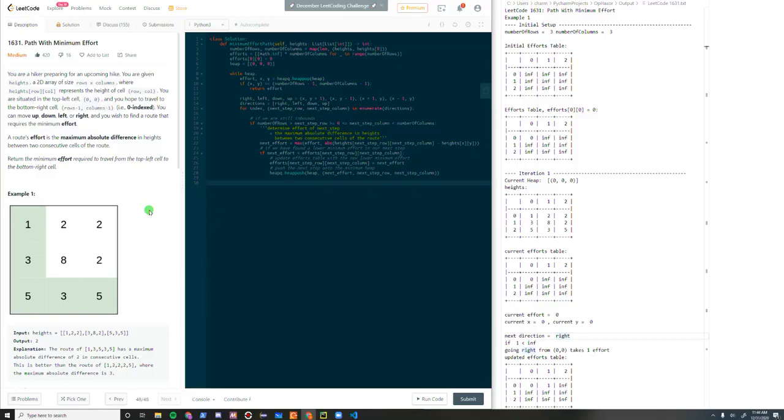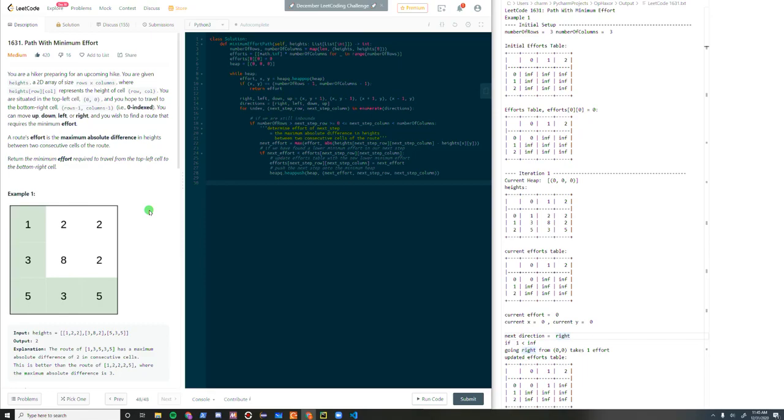You can move up, down, left, right, and you wish to find a route that requires the minimum effort. A route's effort is the maximum absolute difference in heights between two consecutive cells of the route. Return the minimum effort required to travel from the top left cell to the bottom right cell.